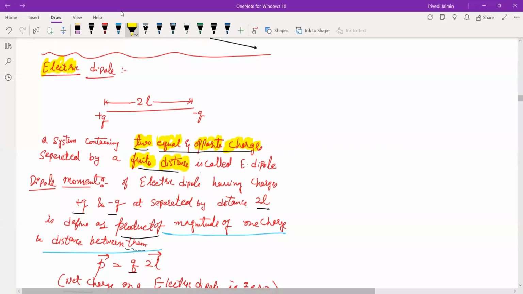Same thing we study in magnetism, there will be a magnetic dipole. Whatever we are studying in this chapter, same thing we'll study in your magnetic chapter also. There is also a dipole moment; here it is electric, there it will be magnetic.